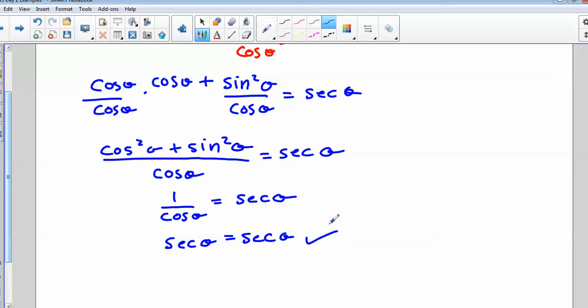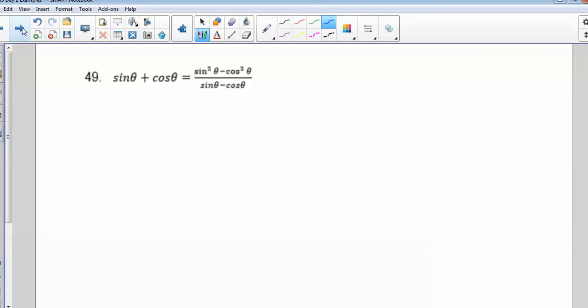Alright, let's see what's next. Okay, I added in this one more classwork problem because I thought it would help you with the homework problem, which is number 50. So it looks to me like the right side is my more complicated side, so I'm going to change the right side. And what I'm going to do is I'm going to factor the difference of squares that I have here.